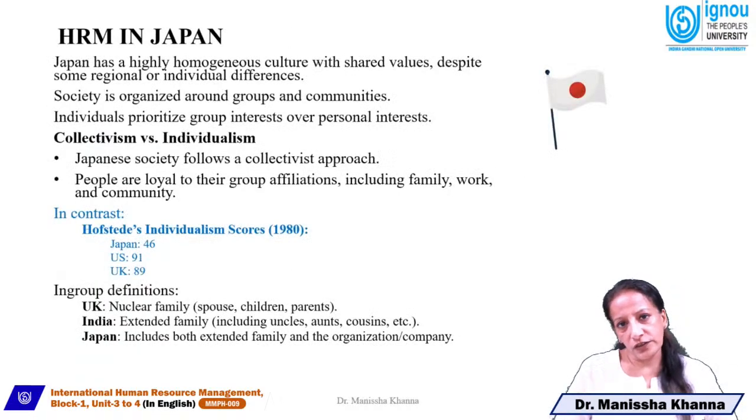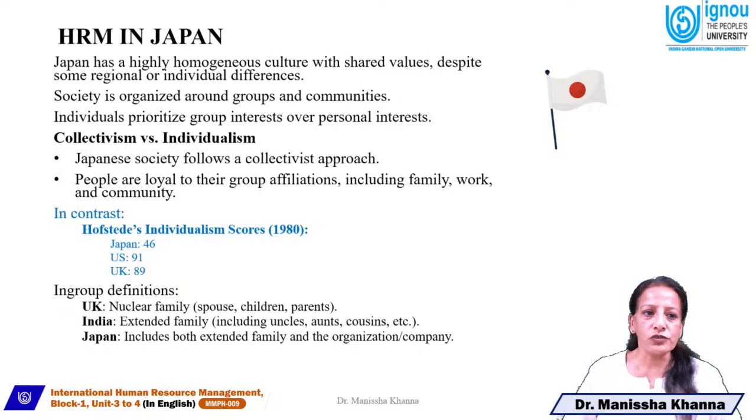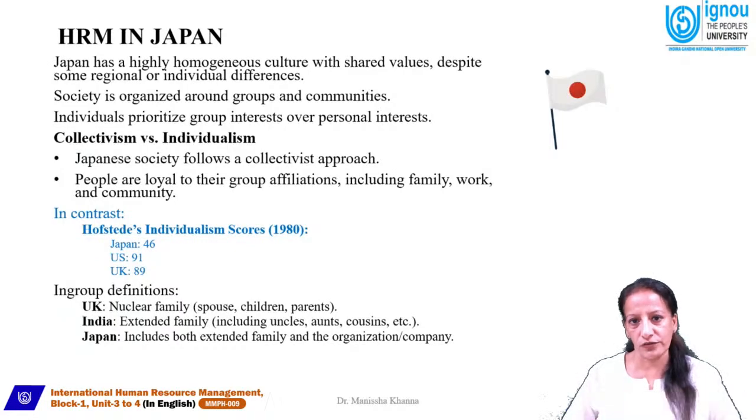When we talk about different countries, Japan is known to be a highly homogeneous culture with shared values, despite regional or individual differences. The Japanese society is organized around groups and communities. They focus more on collectivism. Japanese have a very strong conviction about the collectivist approach, where people are loyal to their group affiliations, which include their family, their work, and their community.